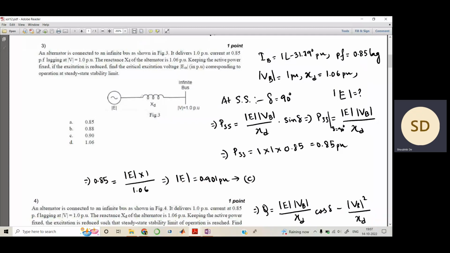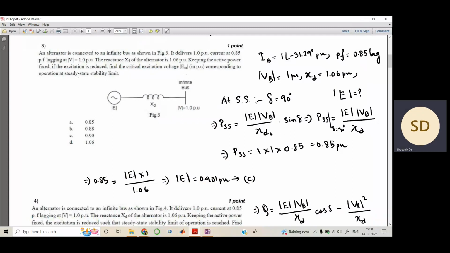Now the reactance of this alternator is 1.06 per unit, and now they have said that keeping the active power fixed, if the excitation is reduced, find the critical excitation voltage in per unit corresponding to the operation at steady state limit. So we have to find out what would be the value of this alternator voltage or the excitation voltage at steady state limit.